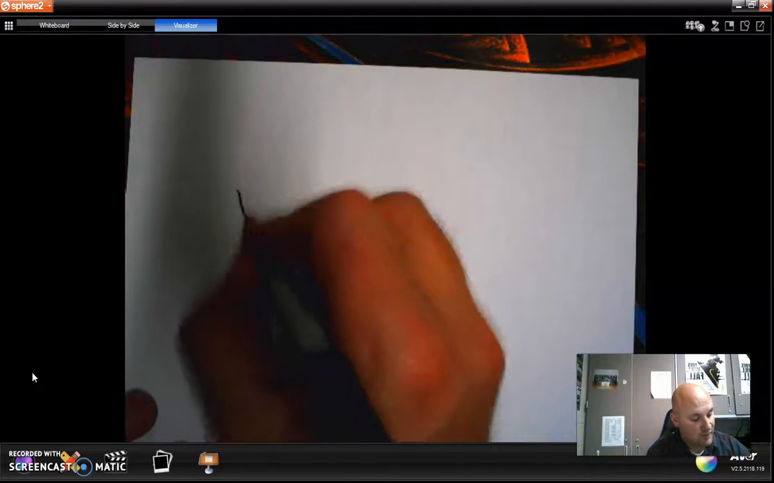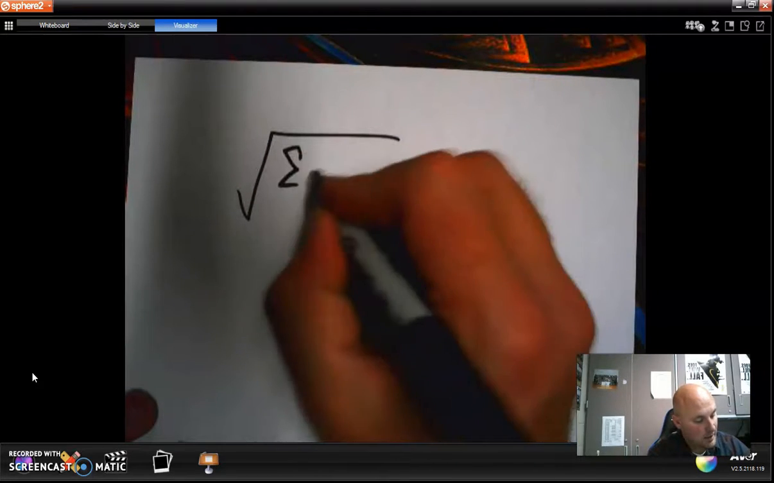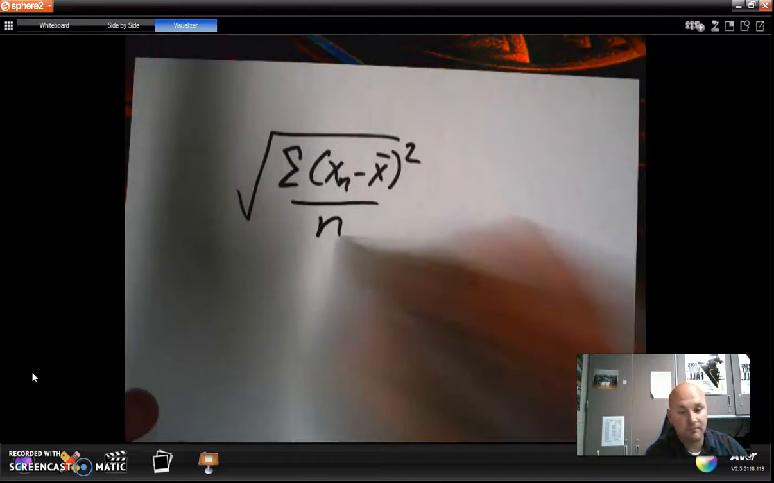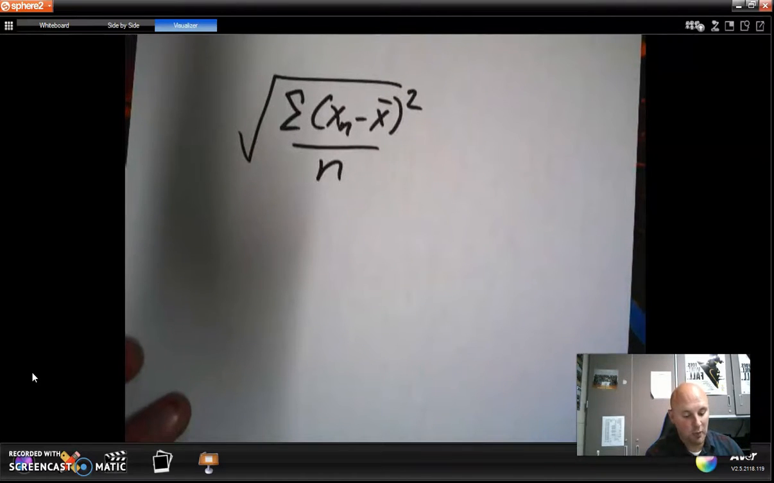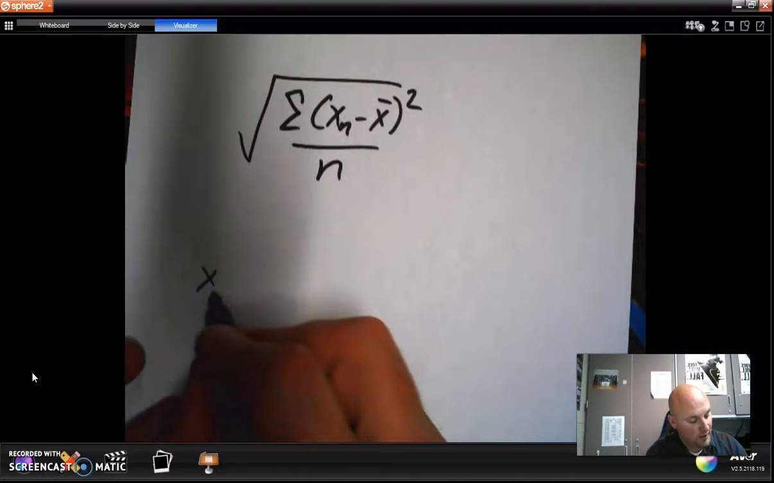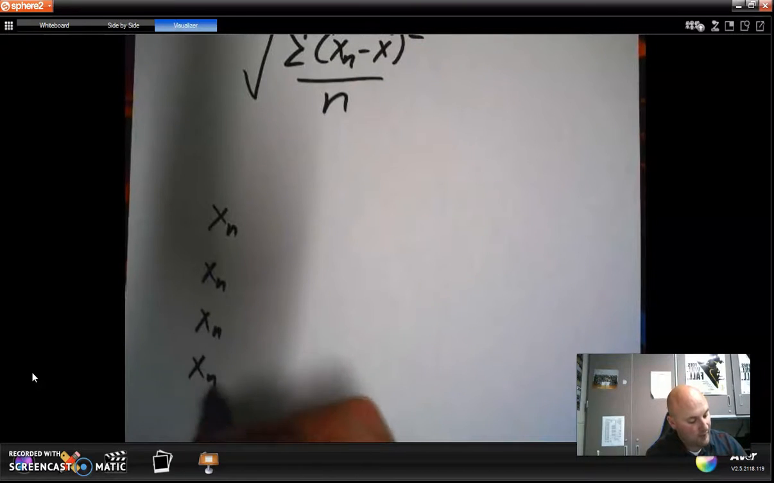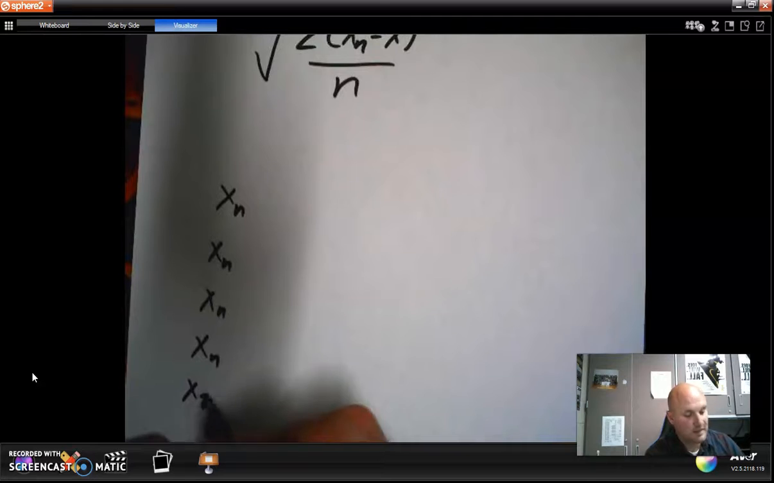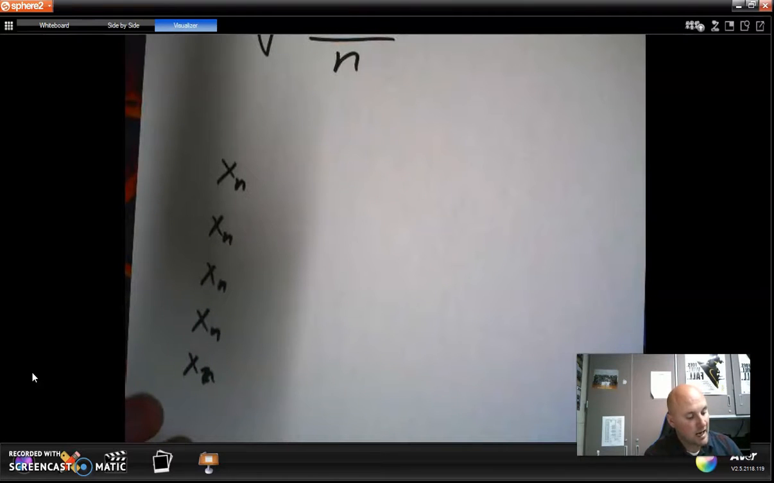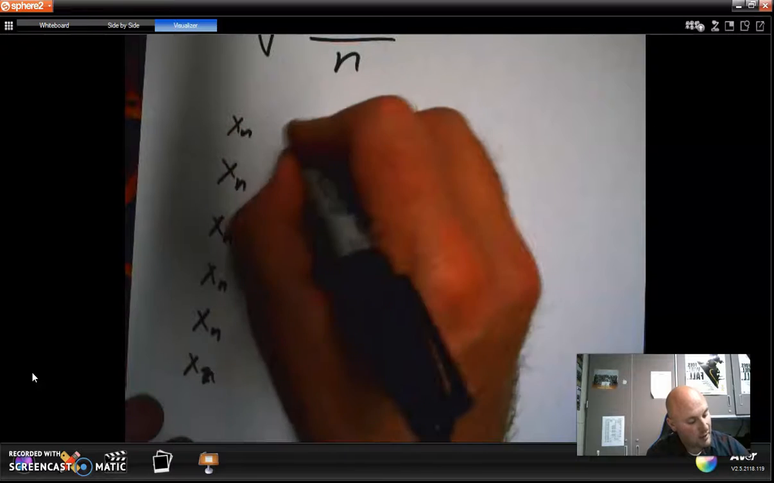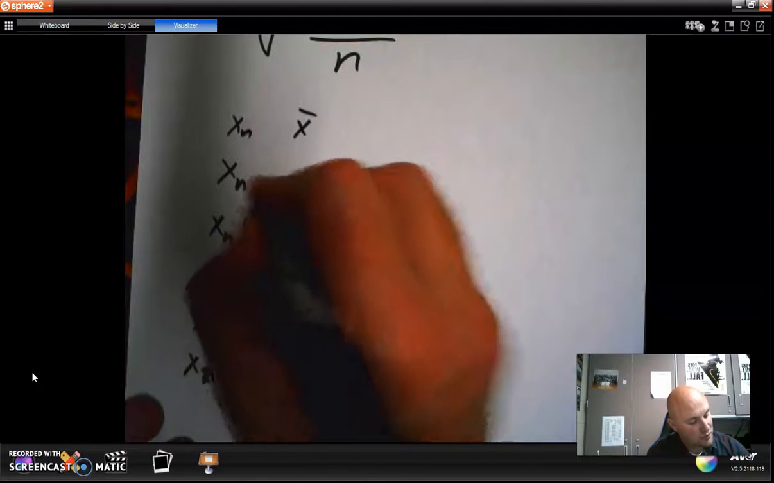All right, so let me just sum up what I just did, okay? So here's the formula: square root of the sum of x sub n minus x bar squared, divided by n. What I did is I took each data point, whatever they were. I think I had 5 of them, okay? That's x sub n. I took each data point, and then I took the average. So here's x sub n. I took the average and subtracted it.